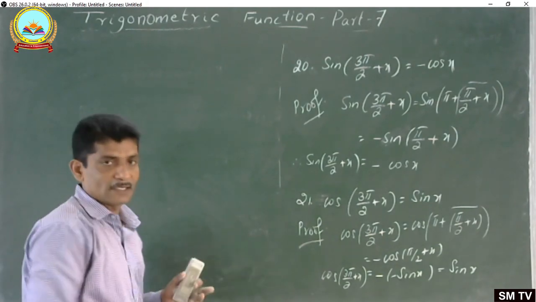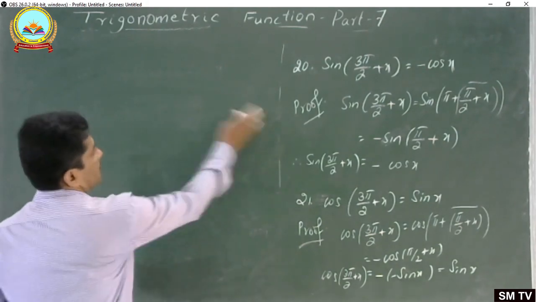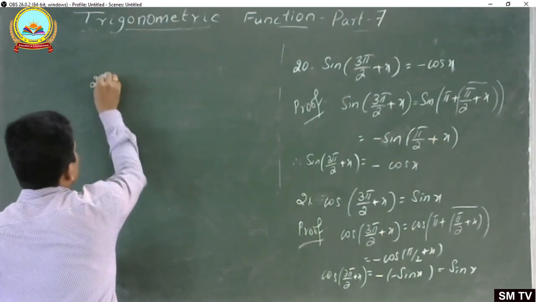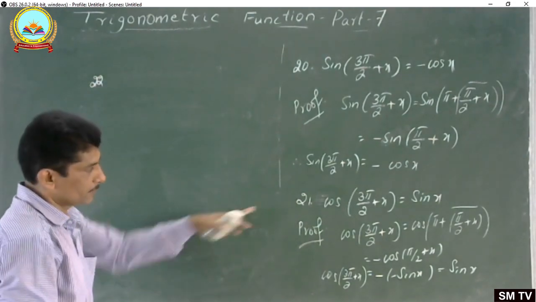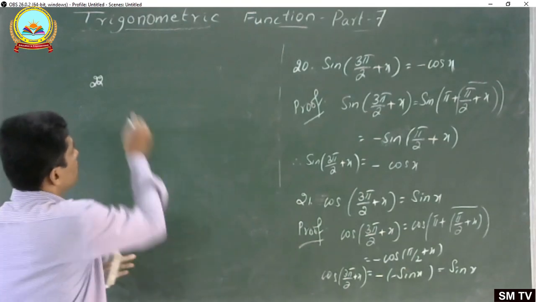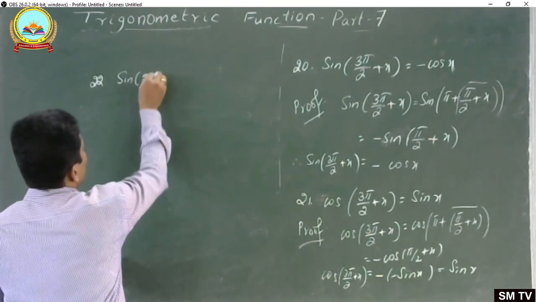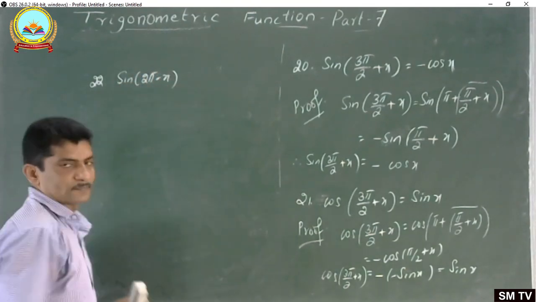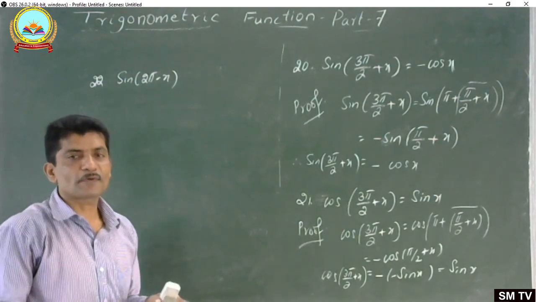These are allied angles to x. Here the 22nd result I already proved. That one is n equal to 4. It means the sine of 2 pi minus x or sine of 2 pi plus x.